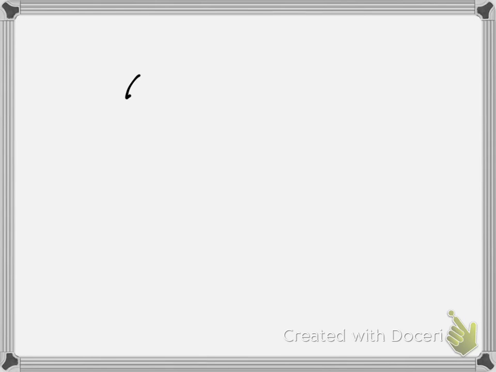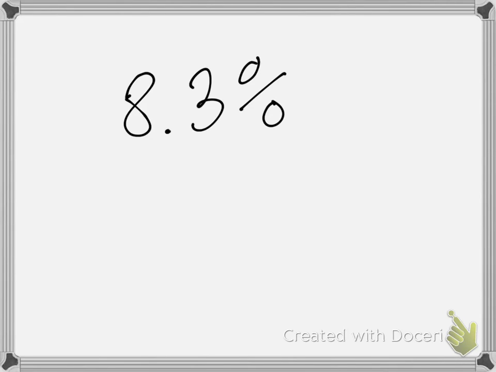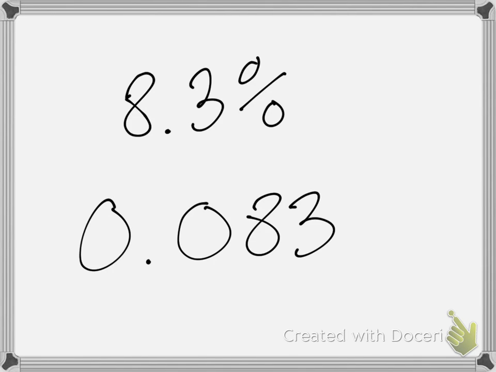What about 8.3%? What do we do here? What is that, Miles? It would be 0.083. Yes, 0.083. To go from percent to decimals, I like to think of this, and I move it over 1, 2. That's how we do it.